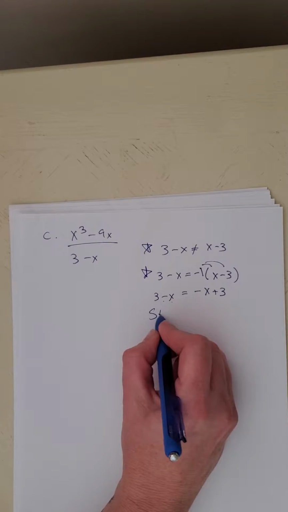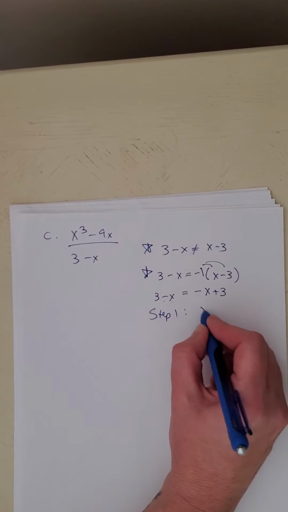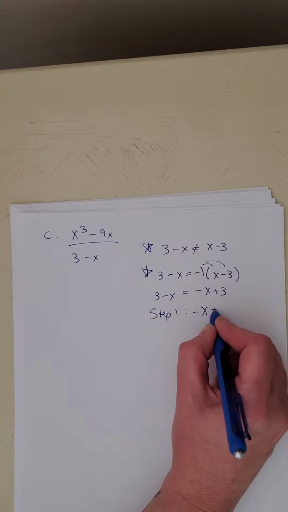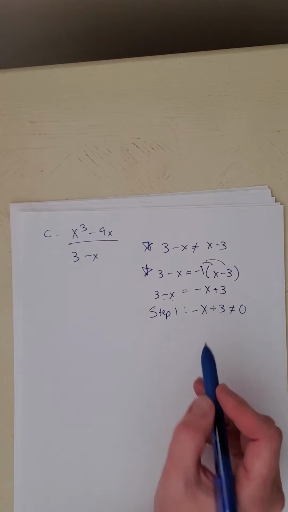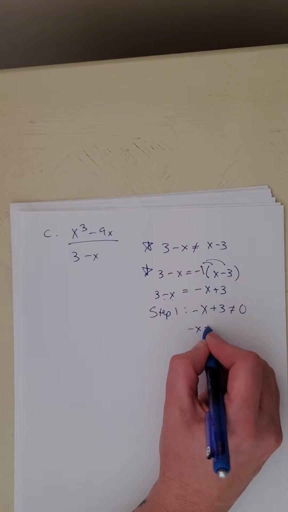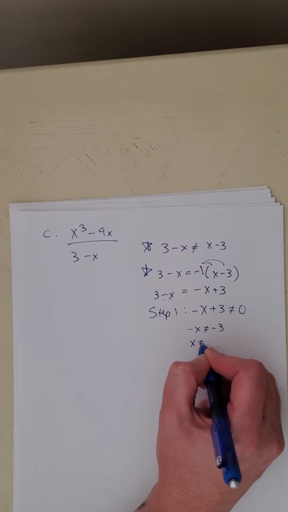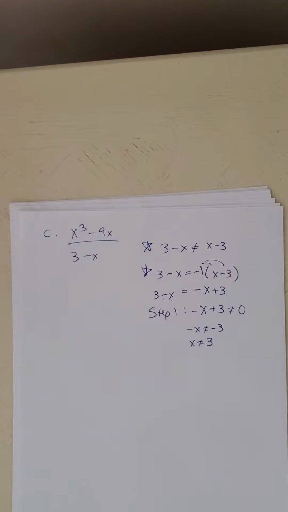We're going to do step 1, right? This cannot equal, negative x plus 3 cannot equal 0. You notice all I did was switch the terms around. And so negative x cannot equal negative 3. X cannot equal 3. That is the only restriction.